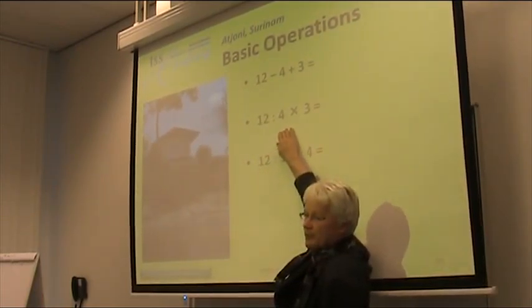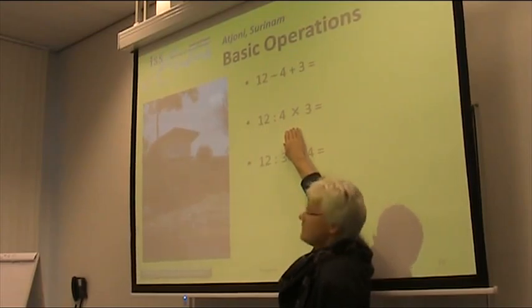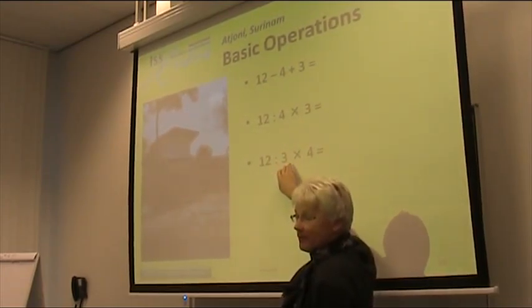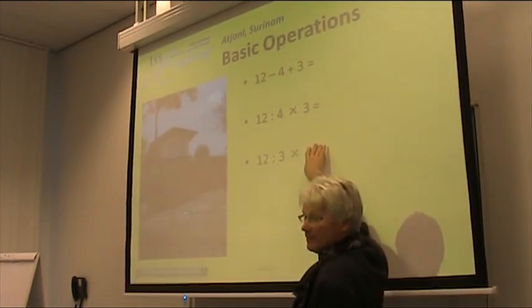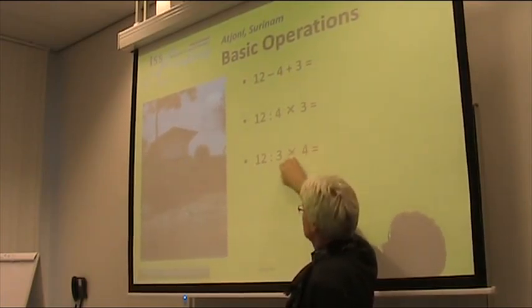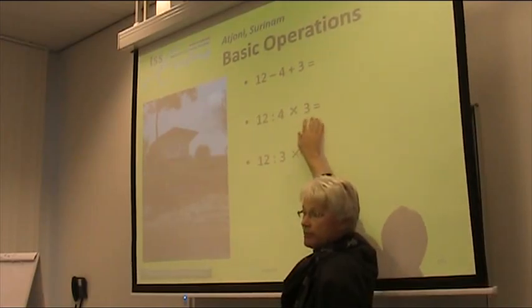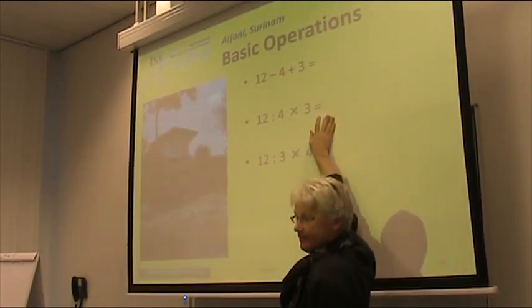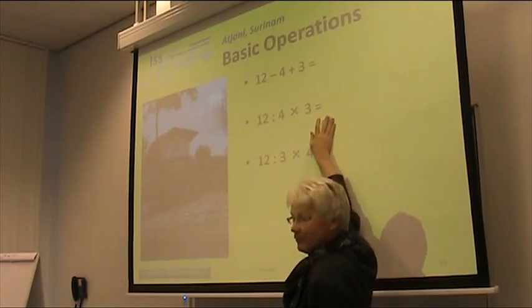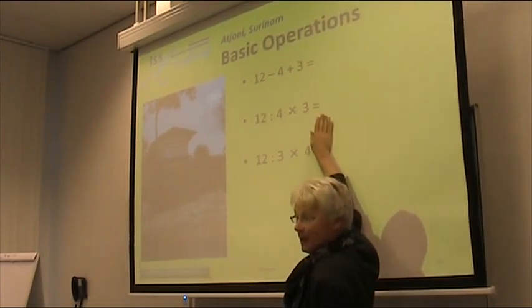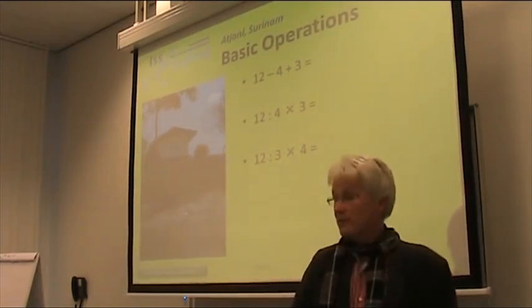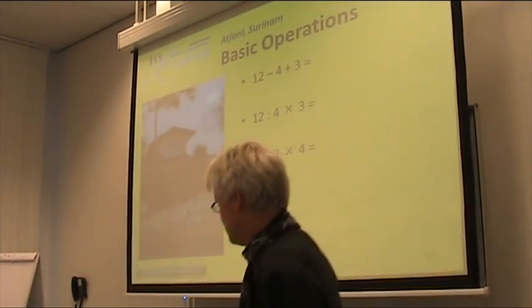12 divided by 4 is 3. 3 times 3 is 9. 12 divided by 3 is 4. 4 times 4 is 16. Many people think 12 divided by 12 is 1. Right? Don't feel stupid. Really, don't feel stupid. It's really very bad that this happens. And the reason, I will tell you the reason very soon.